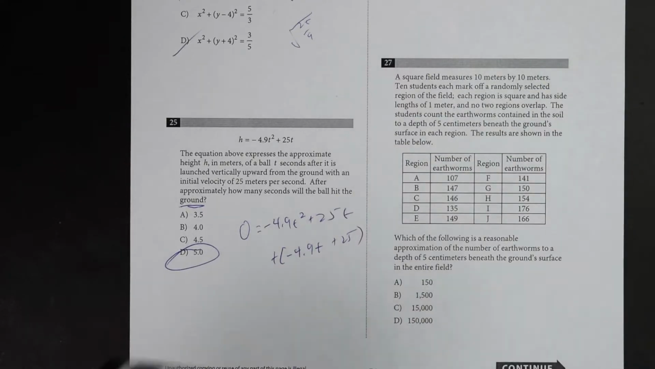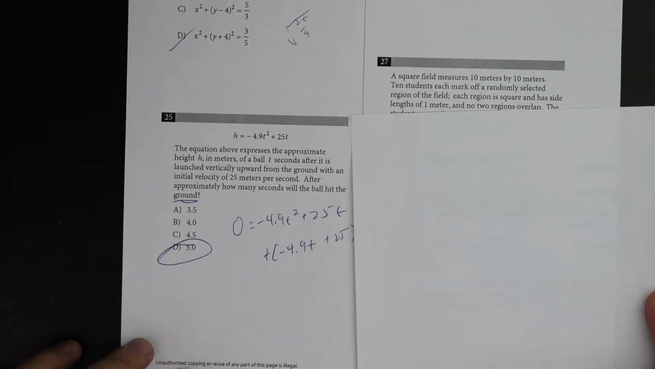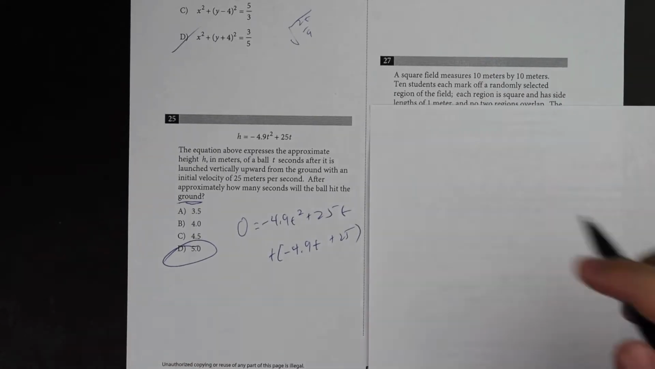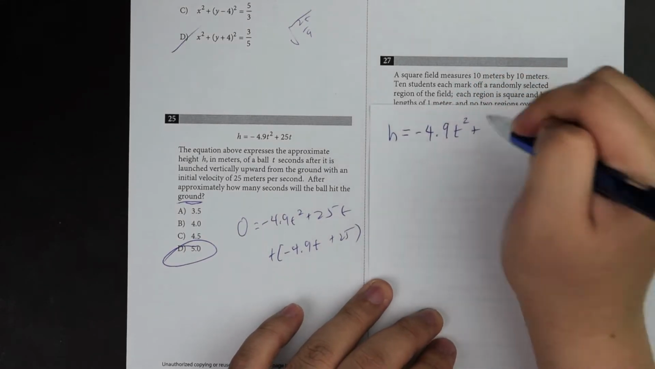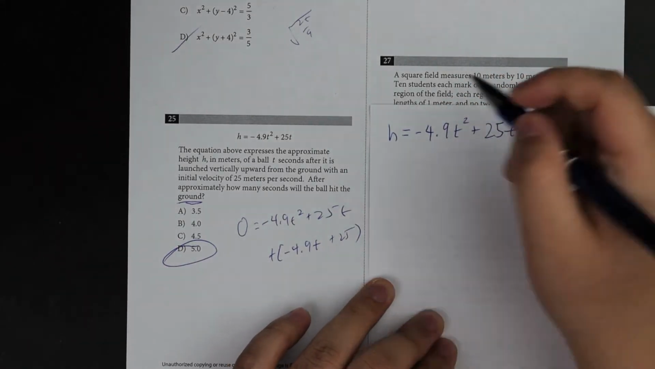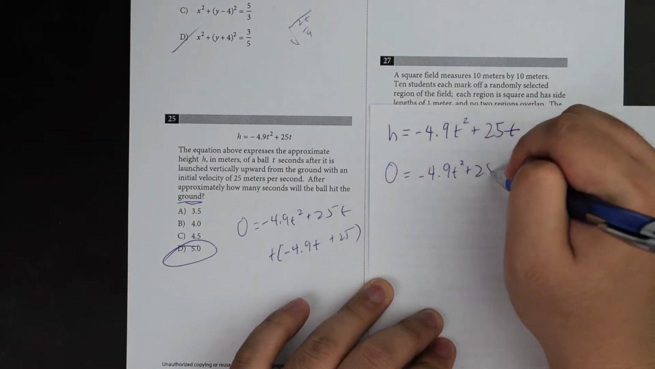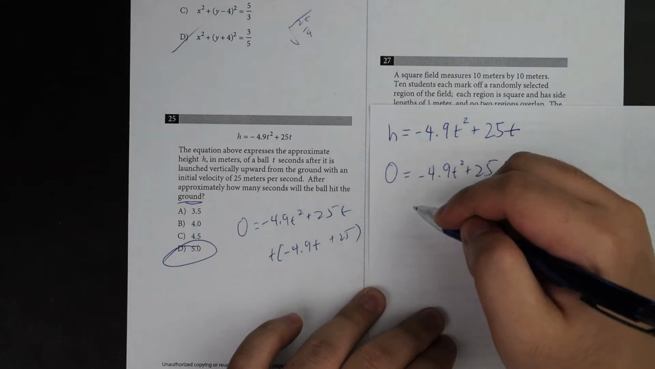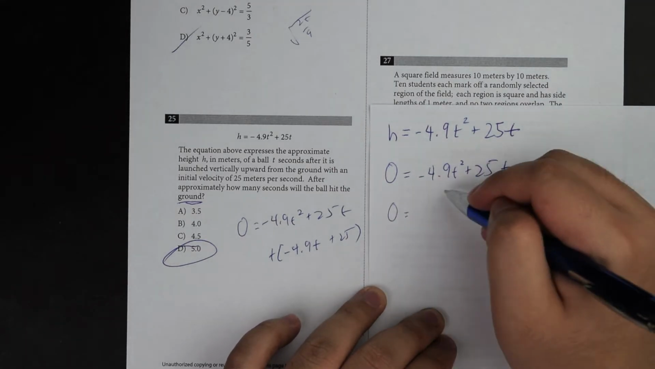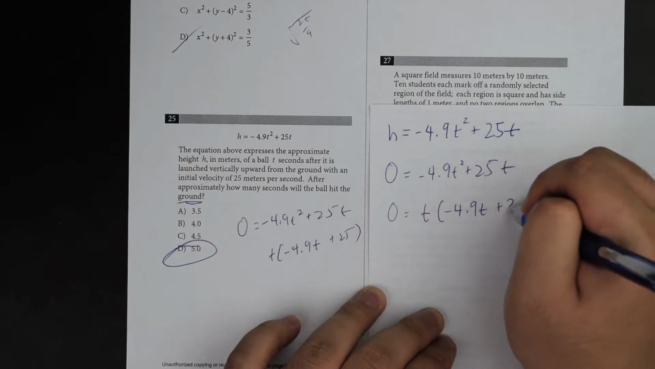And so when I'm looking at this type of question, what I first did was understand, and I'm going to write down the equation right here, that h equals negative 4.9 t squared plus 25t, and I'm going to make h equal 0, as I mentioned before. Afterwards, in order to solve for t, I factored out the common multiple, which is just t, giving t times negative 4.9 t plus 25.